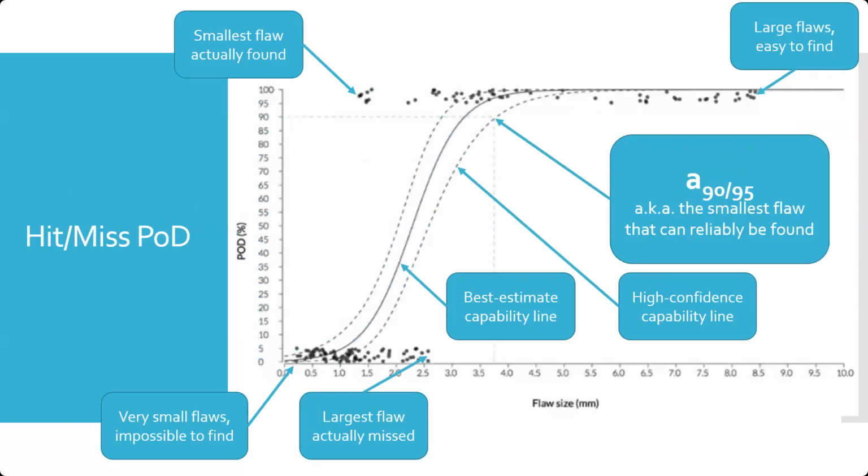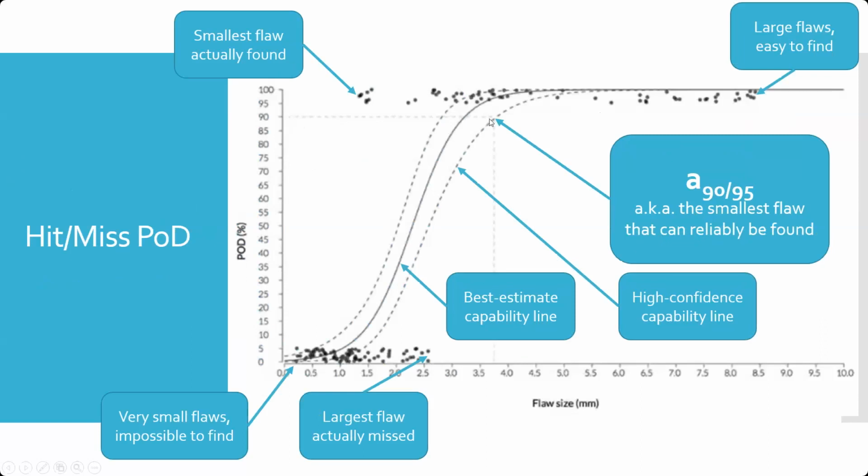So we say anything along there, flaw sizes, if you want to, you can find the 90% probability of detection there, and where that intersects that 95% high confidence capability line, dropping a line straight down. So we start here with our 90% PoD, and we go across to that 95% high confidence capability line. And taking that straight down here, you get about 3.75 millimeters as our high confidence.